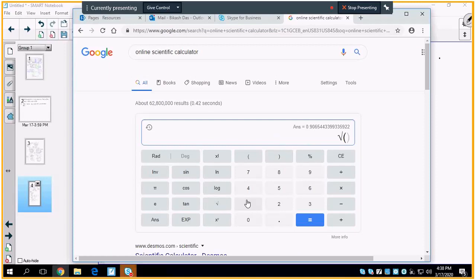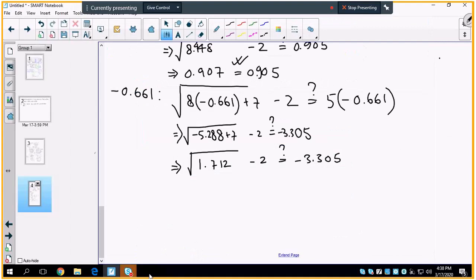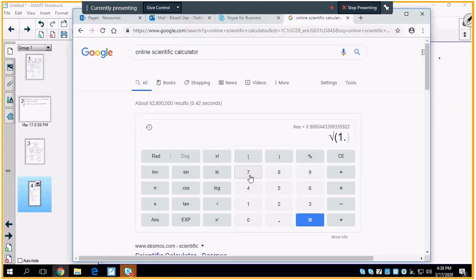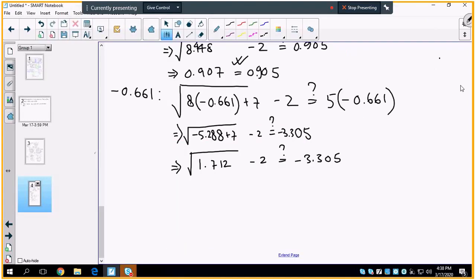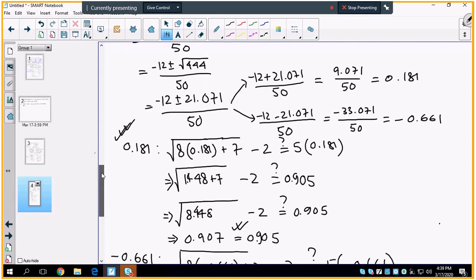Square root of 1.712, and then remember, I'm going to subtract 2 from this. So I did it, round to 3 decimal places. Again, the 4th decimal place is 5, so you add 1 to the previous decimal place. You get negative 0.692. So the left hand side is negative 0.692. Is this equal to negative 3.305? Of course not. So I get to say that negative 0.661 is not the solution to the given radical equation.